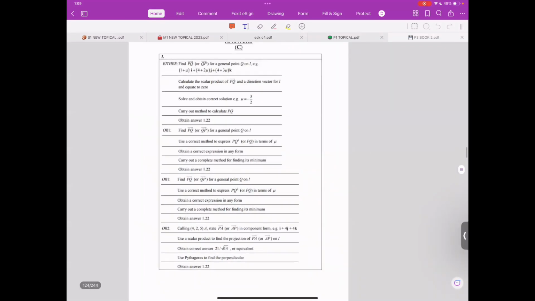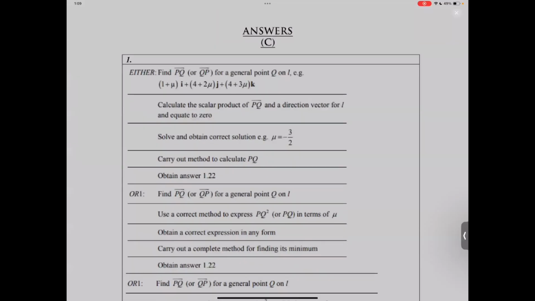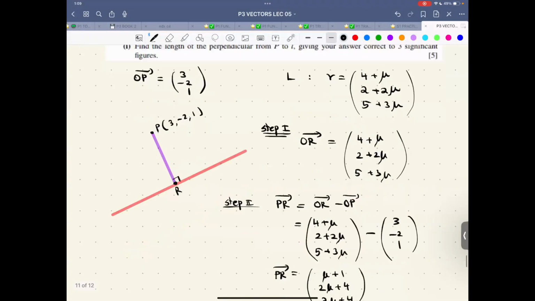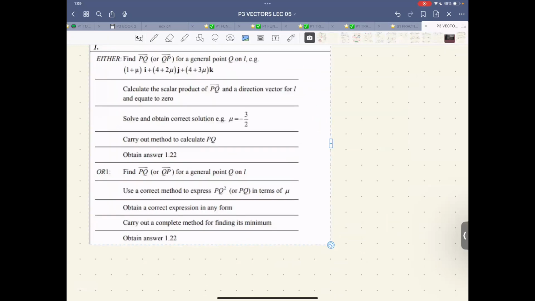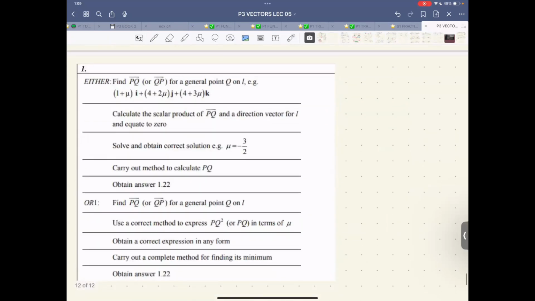I cannot minimize it. That would be a problem. Let me just copy whatever I can see up till here. Okay. So let me add a page and let me go through it. It says find PQ or QP.